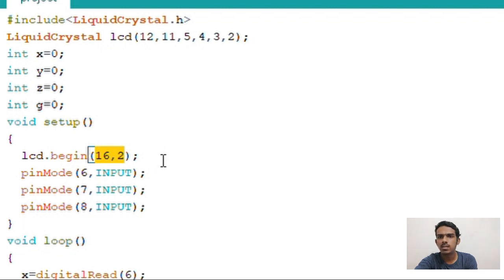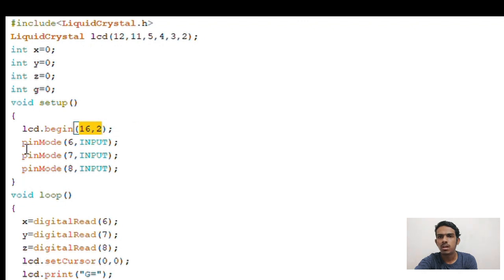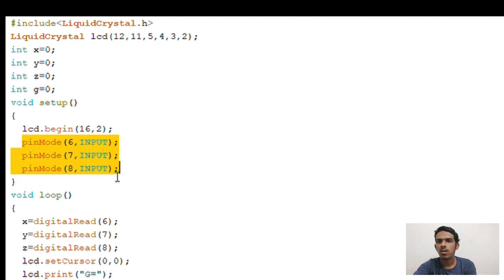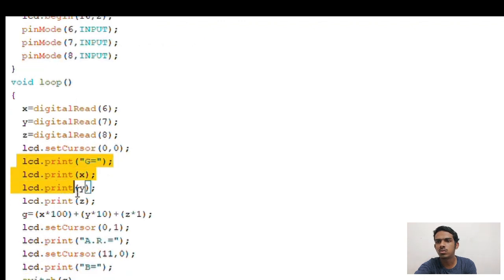Using the function pinMode, we can specify the input pins in Arduino. Then we begin the loop. First we take readings from the LDRs using pins 6, 7, 8 of the Arduino. It is assigned to variables XYZ using digitalRead. And we set the LCD cursor to 0,0 and print XYZ. Since the values are in separate form, we have to convert them into a single number. It is saved in a variable G.